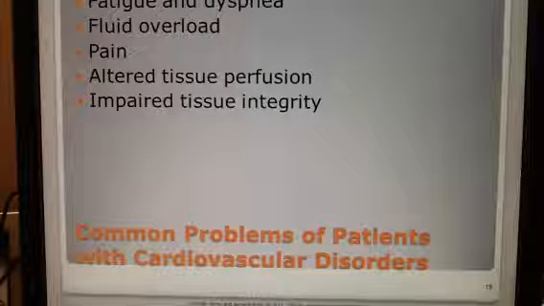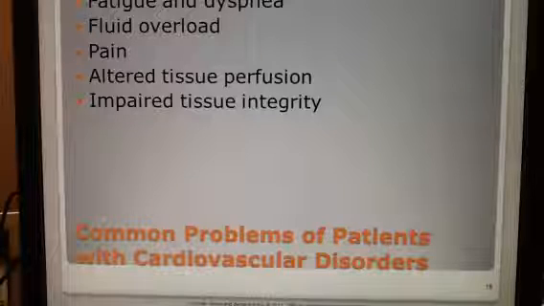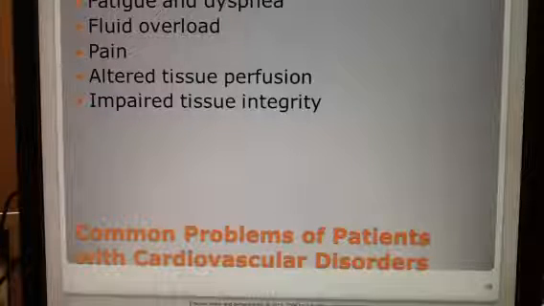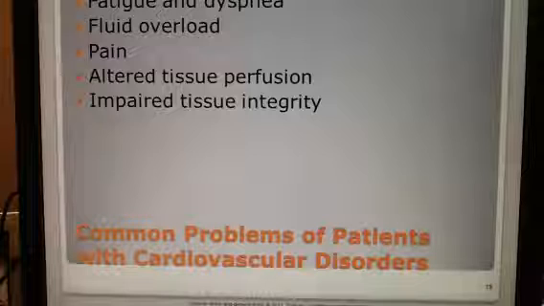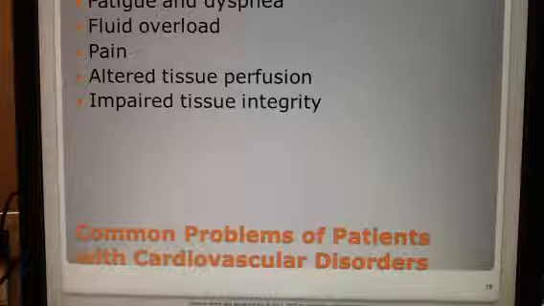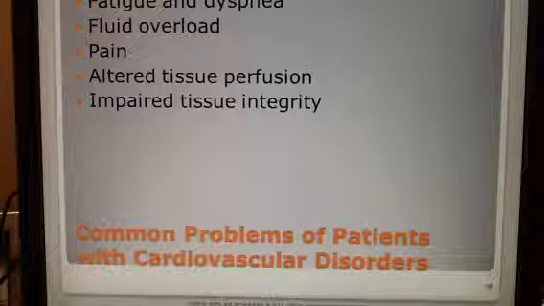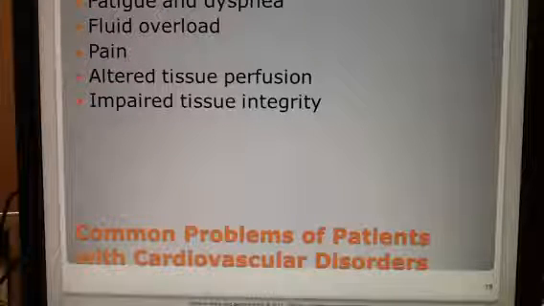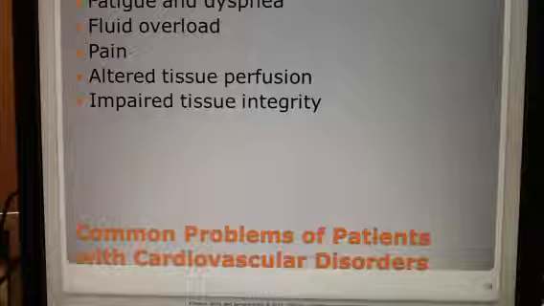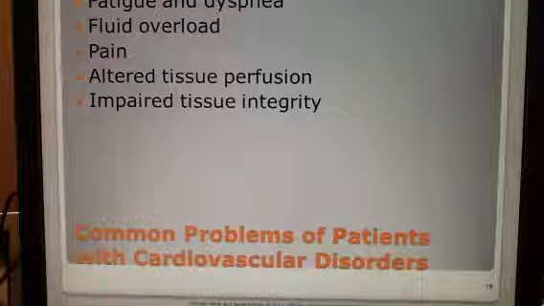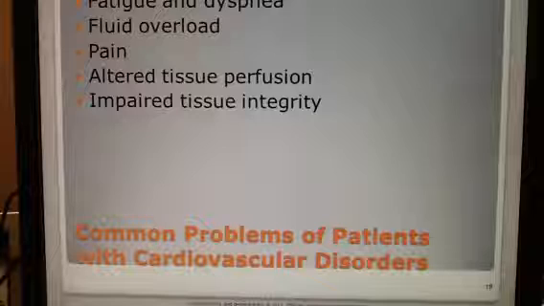Some common problems of patients with cardiovascular disorders is that they're often fatigued, they have dyspnea, they have a hard time walking, and with any type of exertion they're just tired and out of breath. They can have fluid overload, which will add to their dyspnea. They can have chest pain, or just achiness if they're not getting enough blood to the areas that they need to. They obviously have altered tissue perfusion, which leads to impaired tissue integrity, causing a lot of tissue problems.